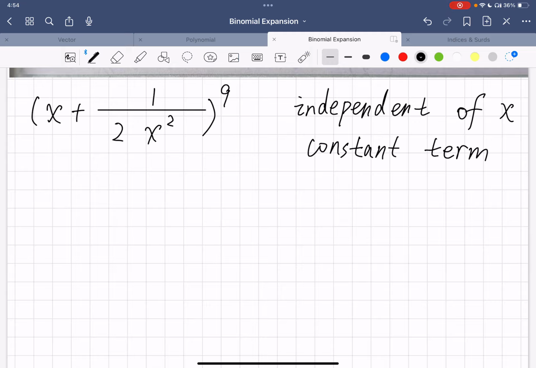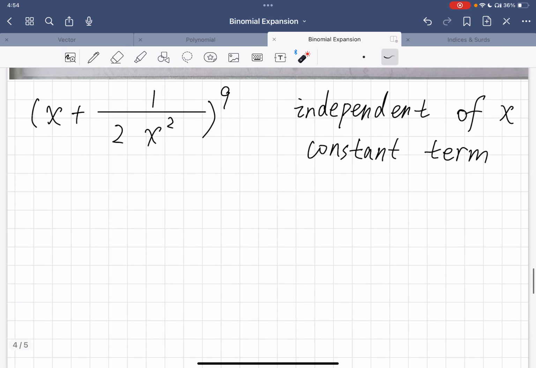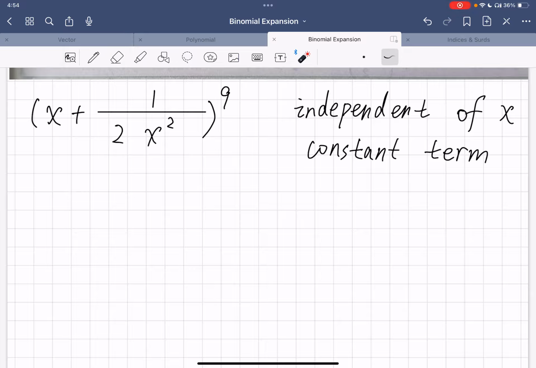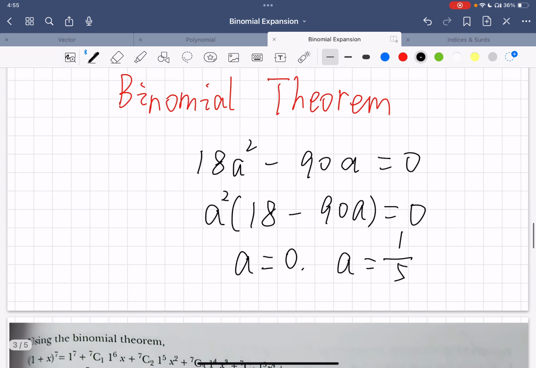Okay, the constant term. Right, so in which kind of cases can the variables be cancelled, be removed? By inspection, when you multiply the two terms, the x won't disappear in most cases. Only in one case, that is x squared can be cancelled, right? So firstly, by using this binomial theorem, it's right here.